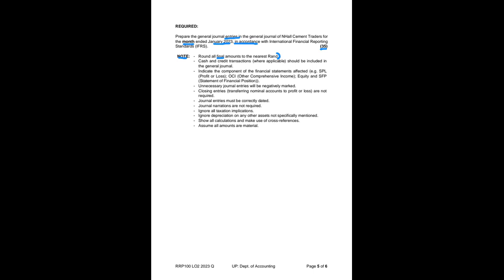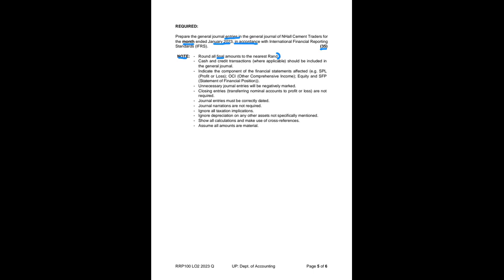got multiple different amounts that you might need to calculate. For example, you might need to calculate depreciation for year 1, part of the year, year 2, part of the year, and so on. We're not wanting you to round those intermediate amounts, the amounts arriving at the final answer. Only the final answer needs to be rounded to the nearest rand.